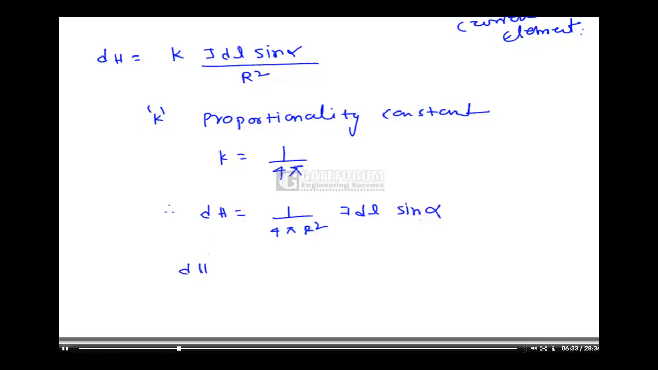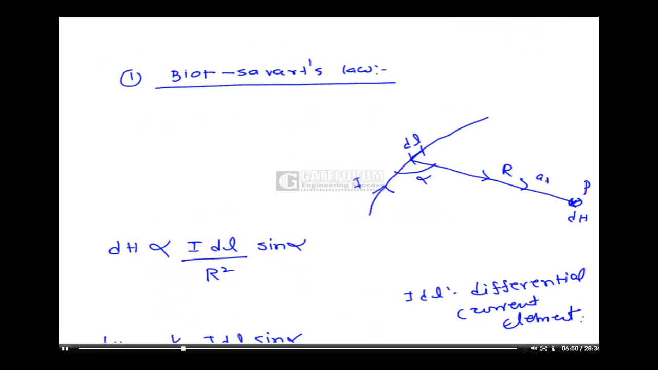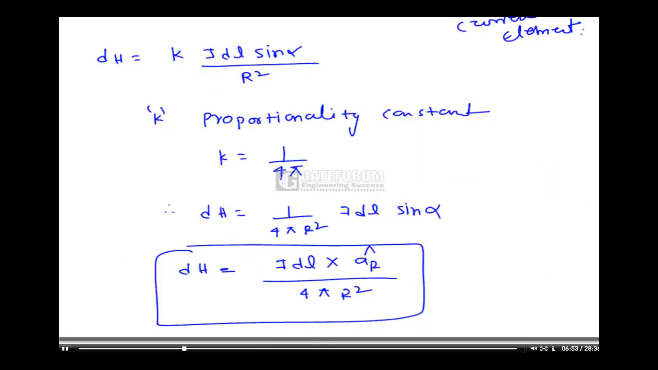So this also can be written as dH is equal to I dl cross aR bar by 4 pi r square, because this I dl cross aR bar is nothing but I dl into magnitude 1 into sin alpha, where aR is a unit vector along this. So I can write dH as I dl cross aR bar by 4 pi r square. So like this I can define magnetic field intensity at a point P. Suppose this is a conductor, the current flowing in this direction I. Here we will use the right hand thumb rule.